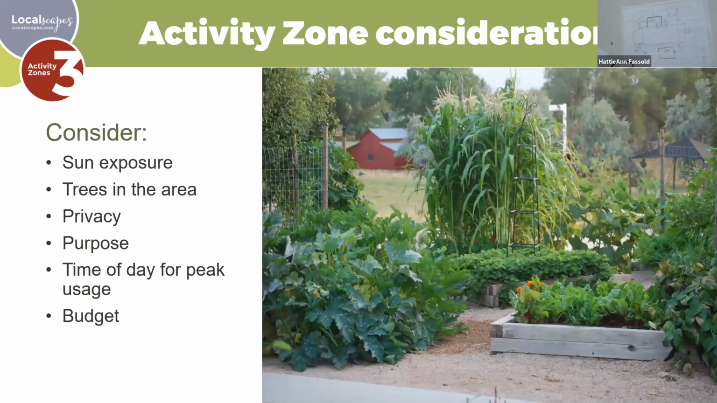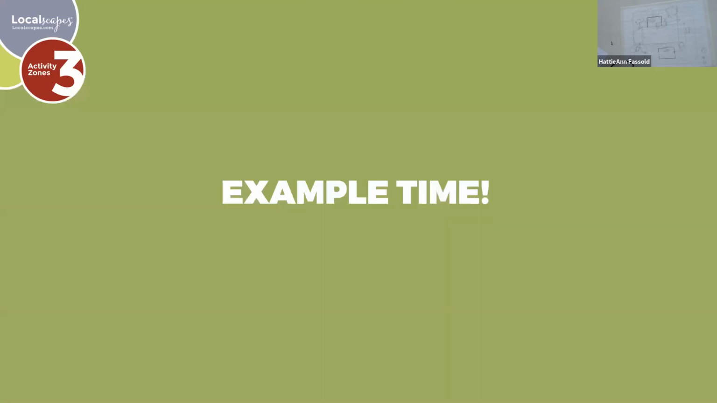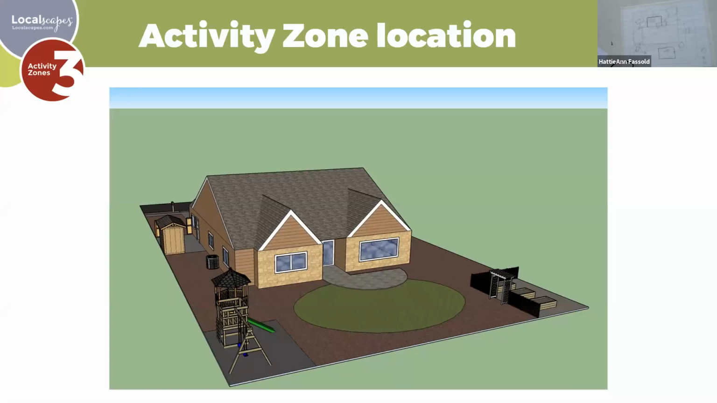Here are our considerations again for our activity zones, pretty much the same as gathering areas. We're not doing an example because I'll hurry and go through pathways and then we'll do an example. Here are our locations with our 3D model. They don't have any activity zones in the front, but let's see.